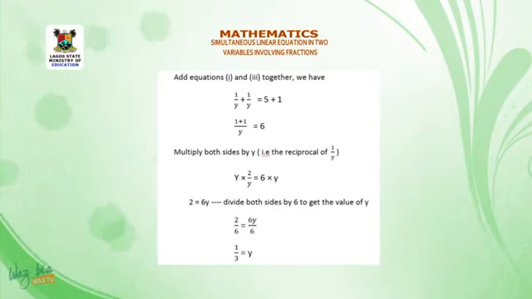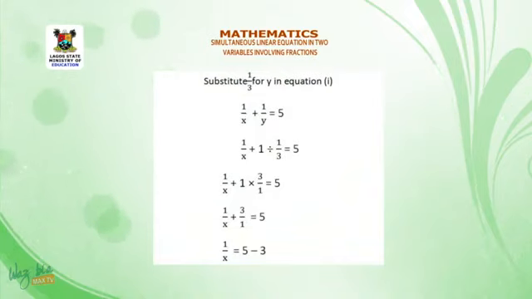Multiply both sides by y. That is the reciprocal of 1 over y. Y times 2 over y is equal to 6 times y. 2 is equal to 6y. Divide both sides by 6 to get the value of y. 2 over 6 is equal to 6y over 6. 1 over 3 is equal to y.